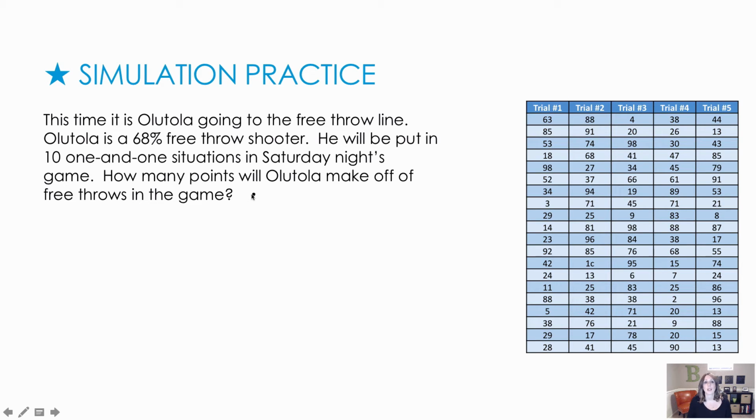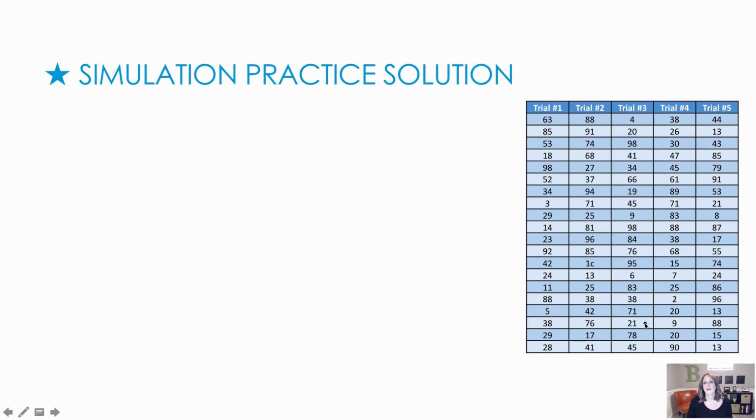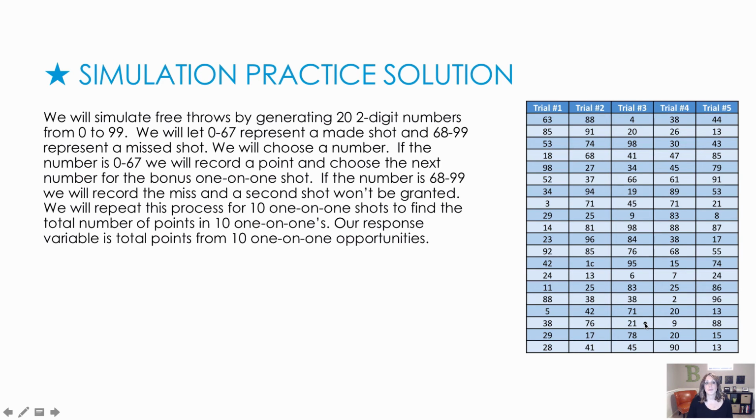So again, I would like for you to do all 7 parts. Notice I didn't list them for you this time. I want you to do all 7 parts, and then I want you to press play and check your work. Again, we're using these values that I gave you over here. Okay, so let's take a look at the solution.